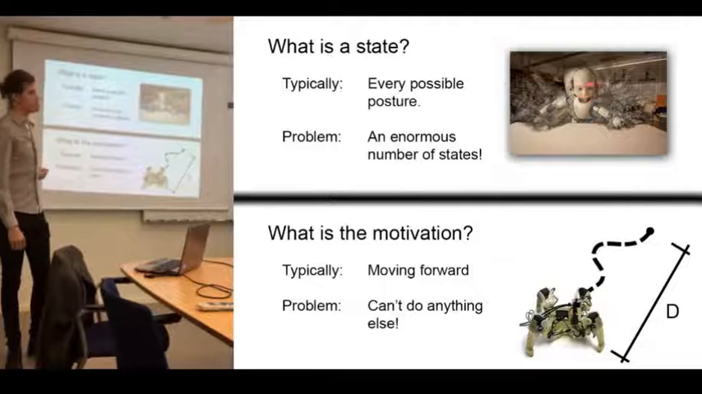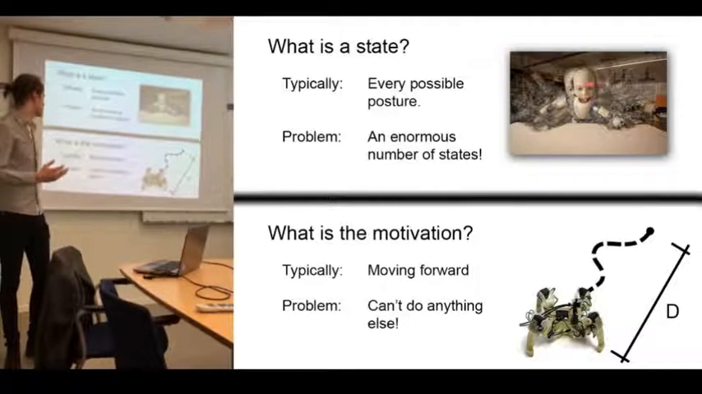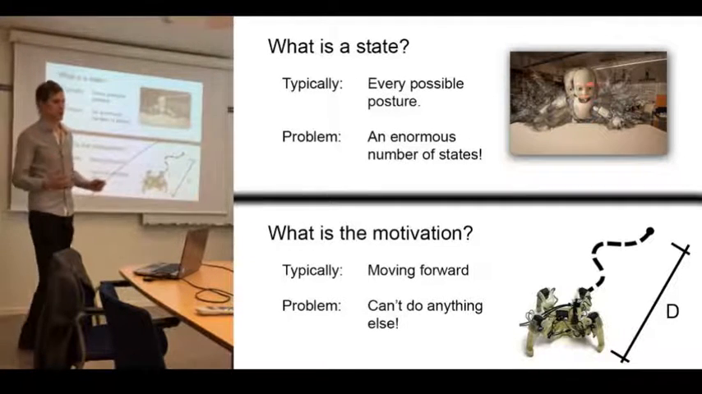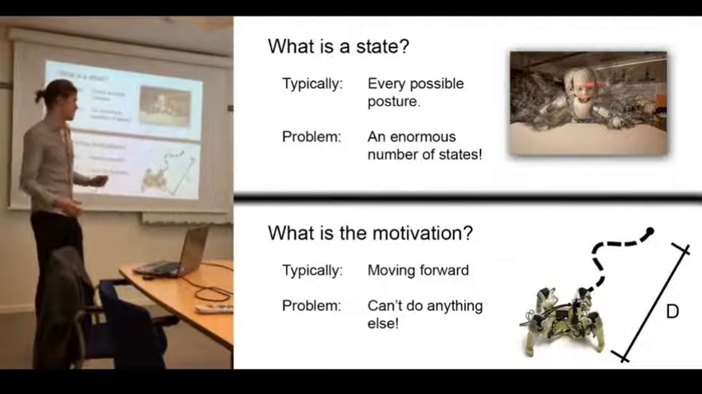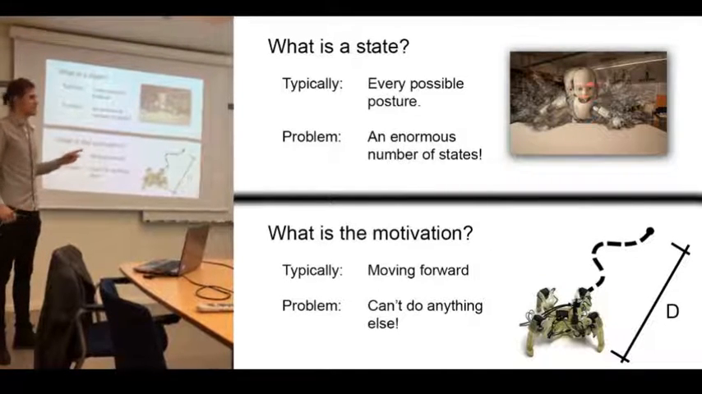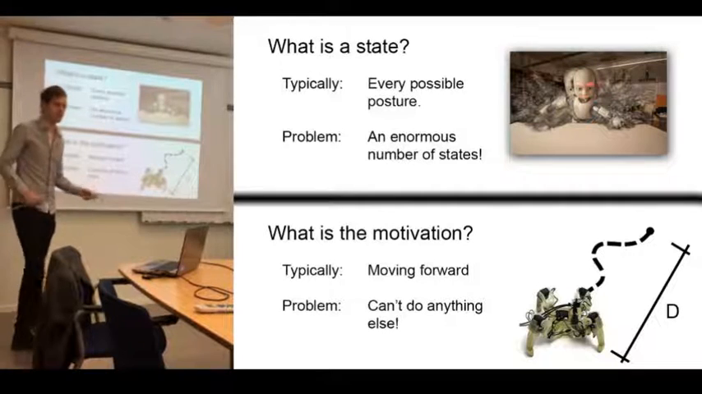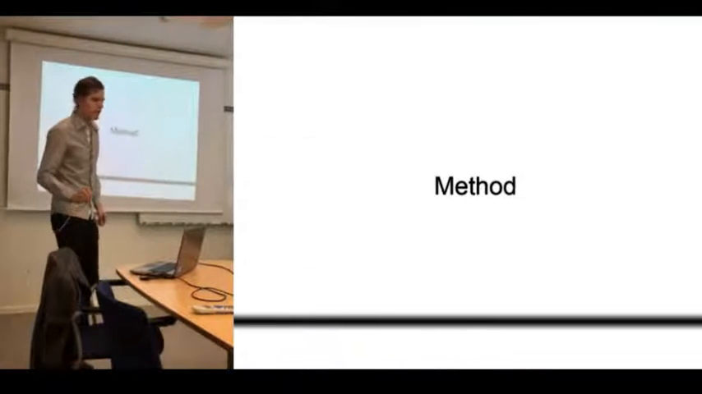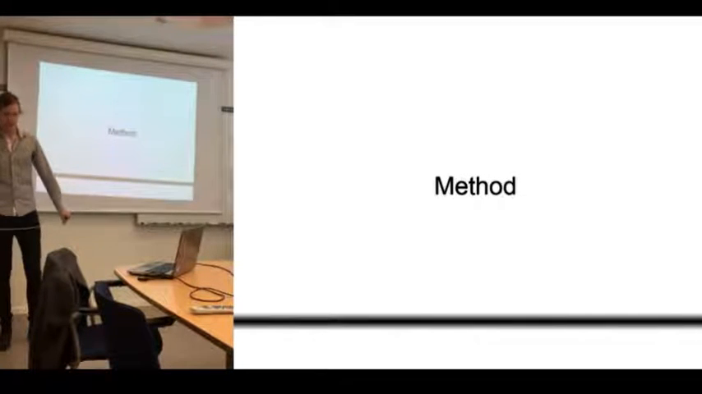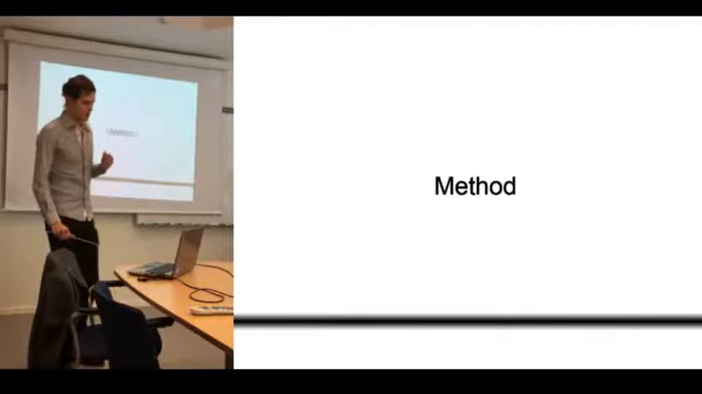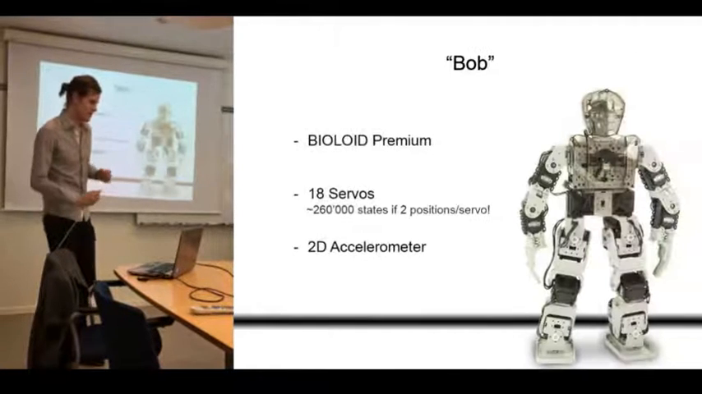And as a motivation, a typical measure is to just measure perhaps how much the robot traveled forward when doing an action. And the problem with such a measure is that it can't do much else, basically, when it has learned to do those things. All right, so how did I implement this on my robots? Let's begin to look at my robots and see what it looks like.